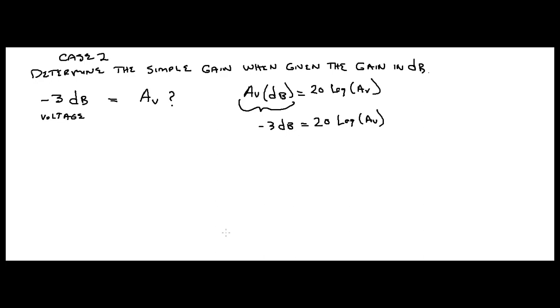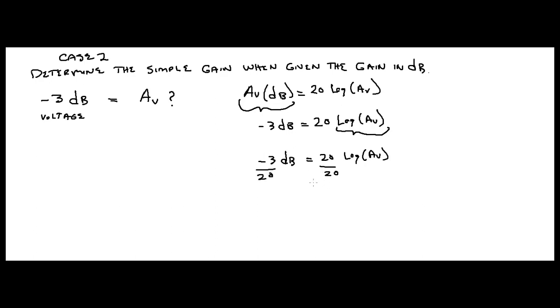Now, for what we're talking about, this is the basic steps you need to take. First off, you divide both sides. Since we have 20 here, you're going to divide both sides by 20 because you want to get this part right here alone on the side of the equal sign. You don't want anything else there. So you got to get rid of the 20, right? So let's just write this again. Here's your -3 dB equals 20 log AV, right? We're going to divide both sides by 20.